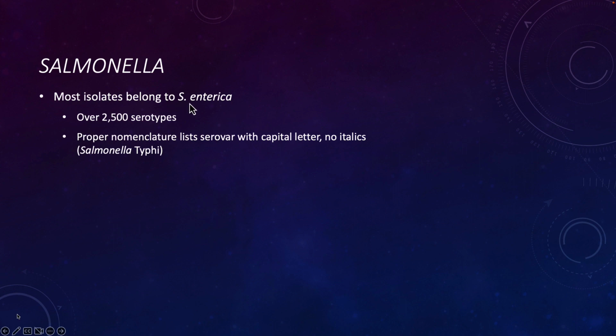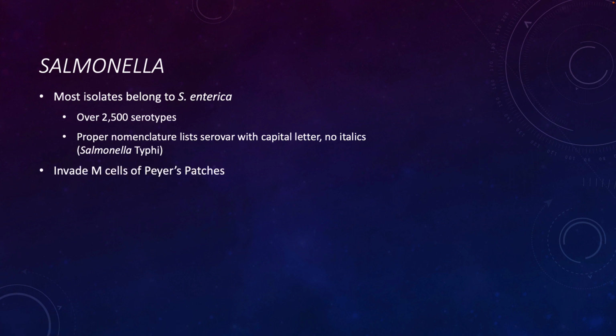So this is the species. It's Salmonella, right, where the genus is capitalized, enterica, where the specific epithet is lowercase but still italicized. With Salmonella species, we would spell out the genus and list the serovar. So just like this.